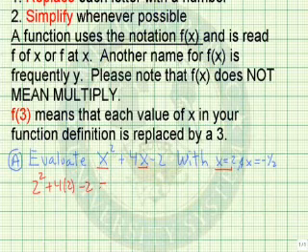2 squared gives us 4. 4 times 2 is 8 minus 2. 4 plus 8 is 12 minus 2. So our final answer would be 10. So when x is 2, we wind up with 10. Let's try x equal to negative 1/2.